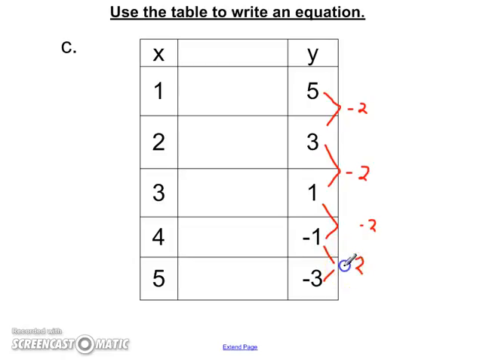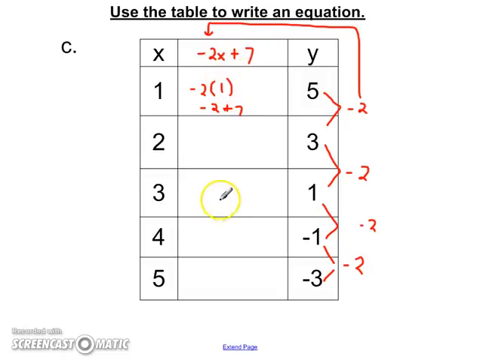So in my equation, I already know I'm going to go negative 2 times x. Okay, so this value here is coming up into my equation. The rate of change will show up, multiplied by x. So, okay, negative 2 times, I'm going to put my x in there, 1. Well, negative 2 times 1, that's negative 2. What do I do to negative 2 now to make 5? Well, I would add 7. So I'm going to test here and see if plus 7 works for the rest of these, okay?